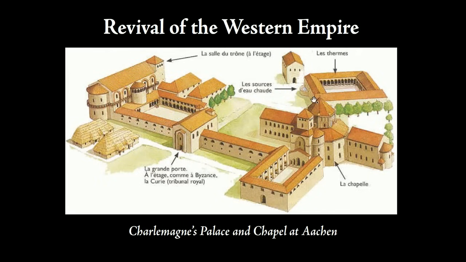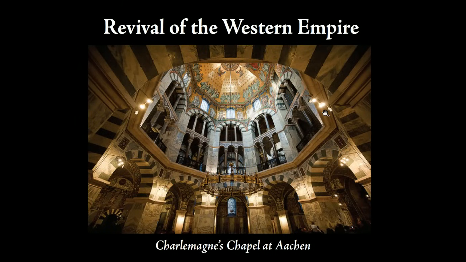And Charlemagne then, when he goes and builds the first major new structure north of the Alps, creates his own chapel, which you can see is based very much on San Vitale and Ravenna, including the interior, which is meant to look just like it.